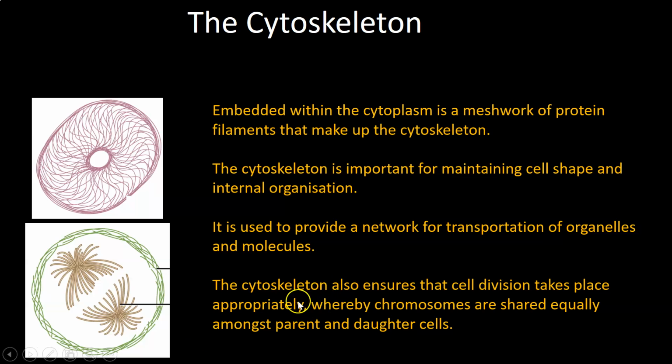So the cytoskeleton ensures that cell division takes place appropriately, whereby chromosomes are shared equally amongst parent and daughter cells. So the cytoskeleton is very important in terms of transportation and maintaining cell shape and internal organization of organelles.